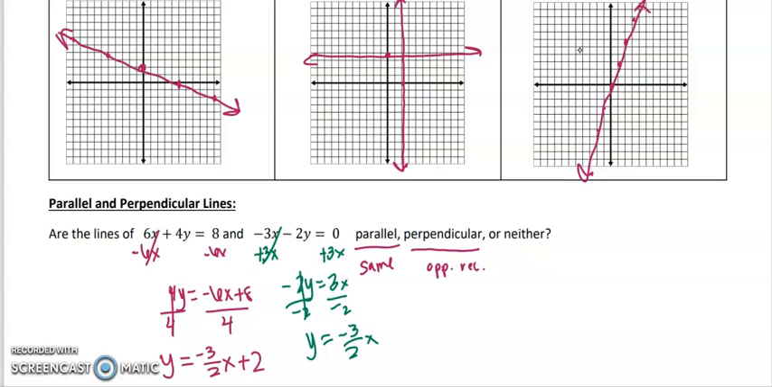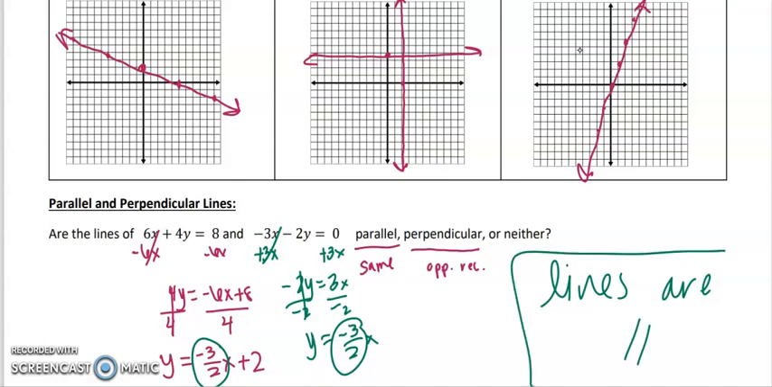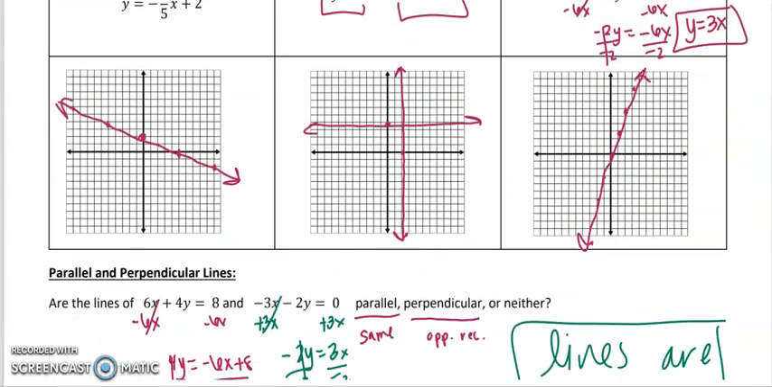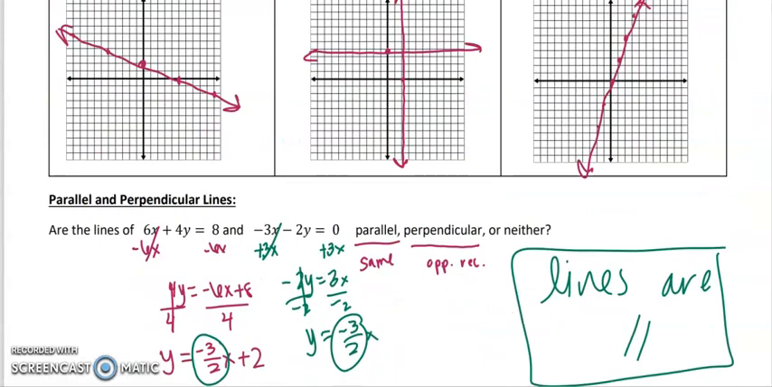Okay, so we have a slope of -3 over 2 and a slope of -3 over 2. Since they are the same, the lines are parallel. I'm going to use a symbol, parallel. Okay, so that was a very quick review of graphing and a little bit of parallel and perpendicular lines. Great job.